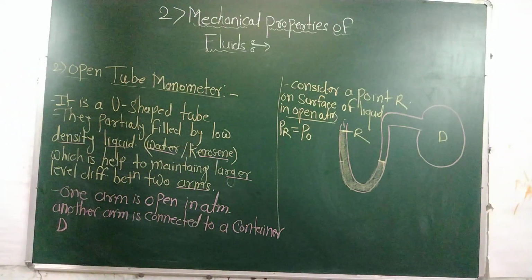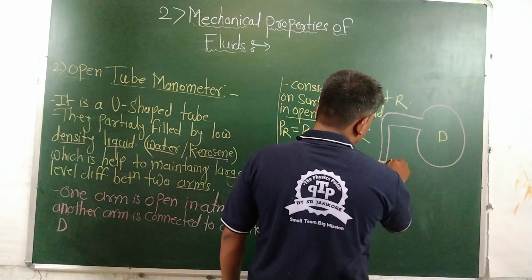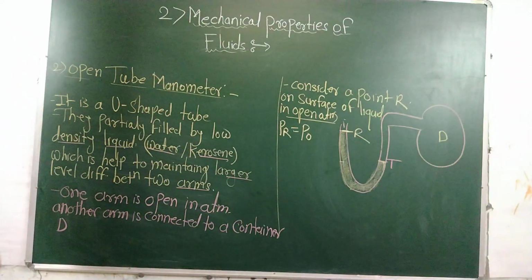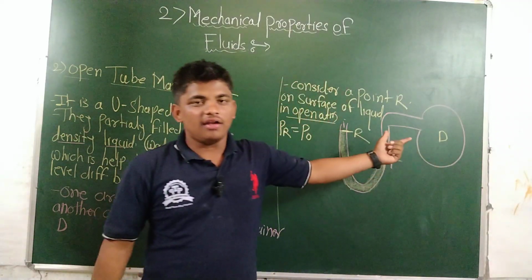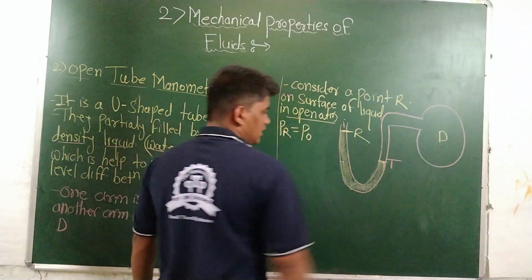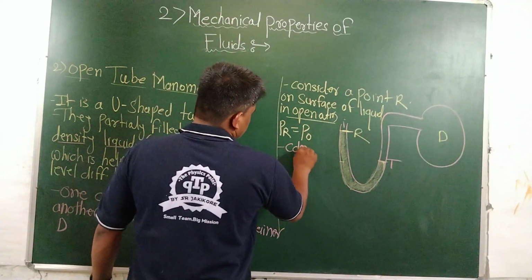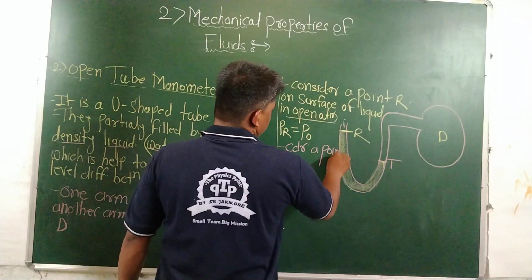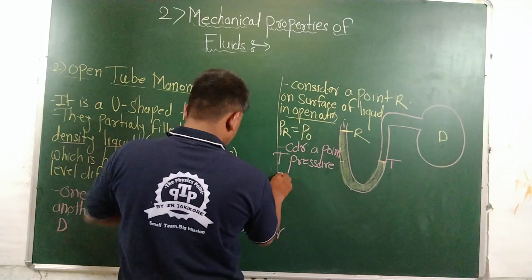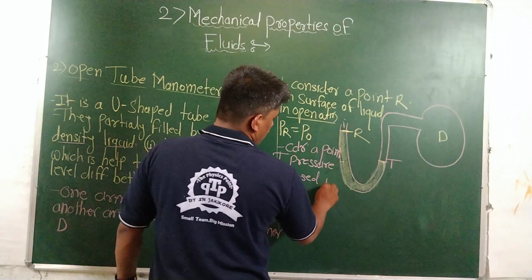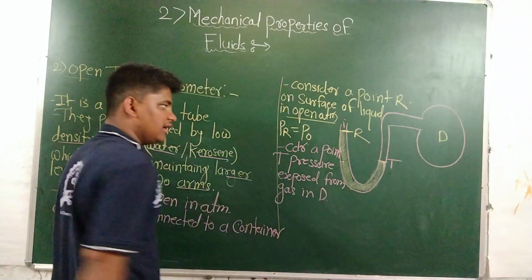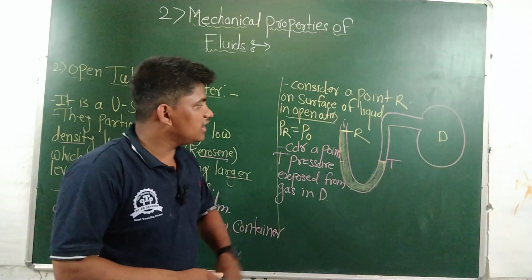Consider a point T which is exposed to the pressure of the gas present in container D. That is, consider a point T, exposed to the pressure of the gas in container D, and we want to measure the pressure of the gas present in container D.